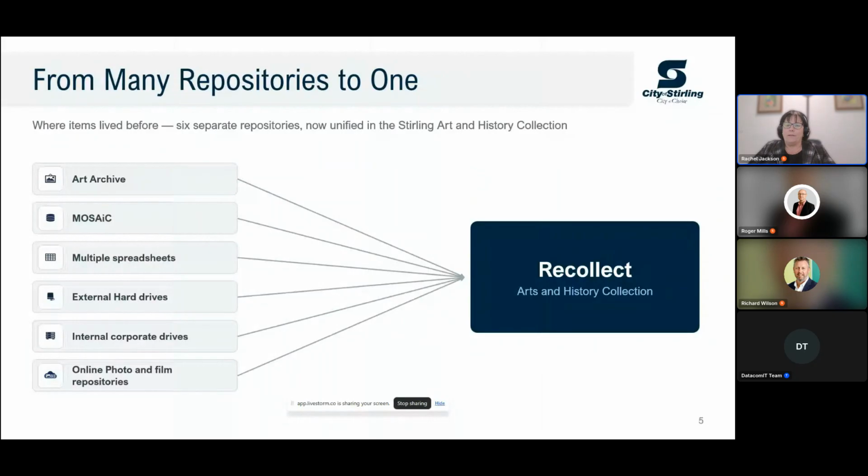Beyond the systems, a lot of our digital files, images, scans and footage were spread across external hard drives, internal corporate drives, and various online photo and film repositories. This meant that the same item could be described in several places with no single source of truth and no easy way for staff or the public to find things. So bringing all 6 of these into Recollect Arts and History Collection gave us one consolidated collection.